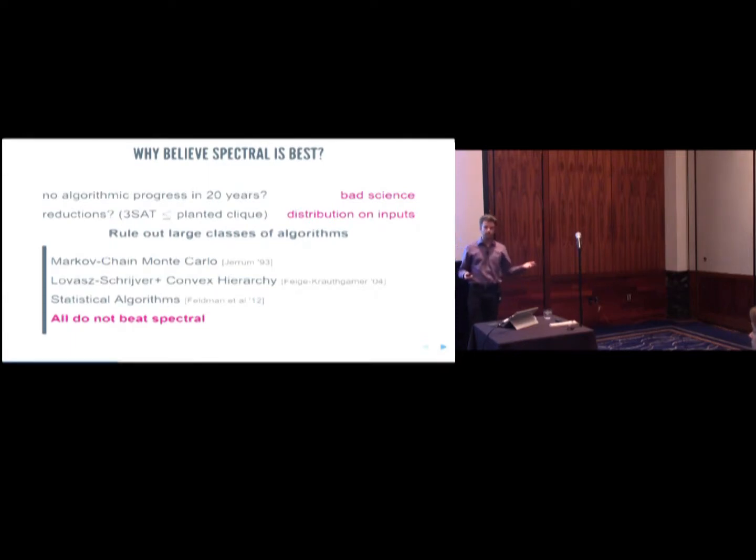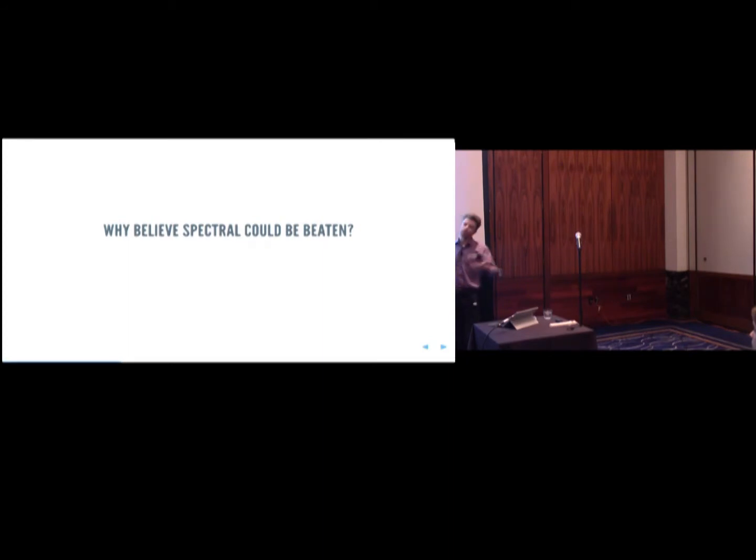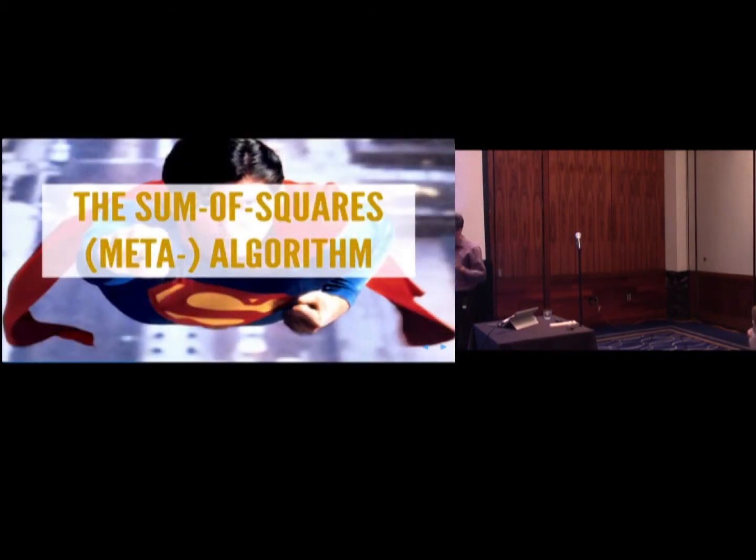Okay, why might you believe the opposite? Why might you think it could be beaten in polynomial time? There are many reasons you could believe this, but there's one that I want to focus on for this talk, which is the so-called sum of squares algorithm. This is some candidate algorithm that's emerged in recent years. It's super powerful, we think, hence Superman likes it. That has emerged as a candidate challenger to this spectral is best hypothesis.